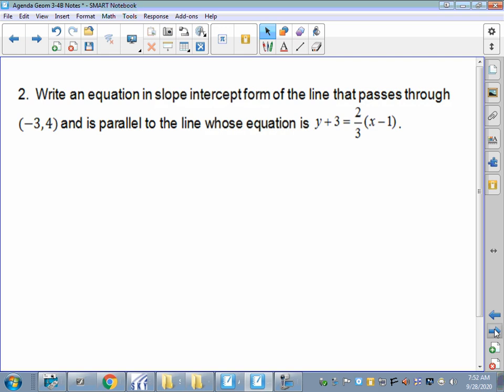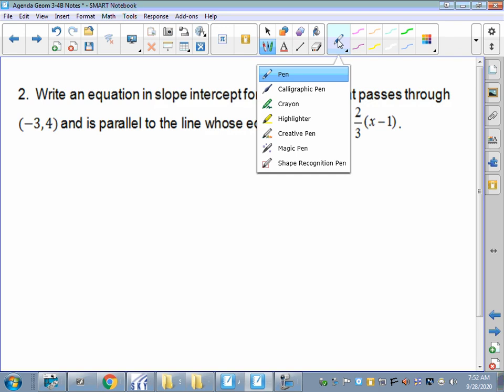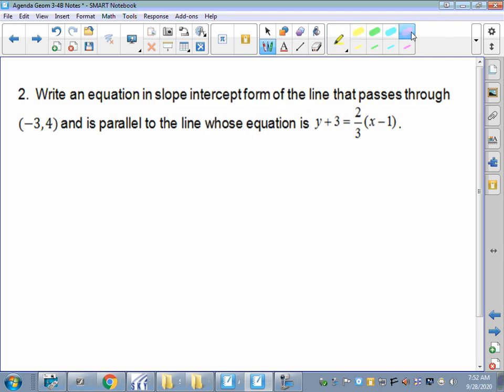Write an equation. It has to pass through negative 3, 4. It's parallel to the line whose equation is that. Notice I purposely wrote this equation in a different form. So first of all, parallel is important, right? Here's my ordered pair, x1, y1. And here's my equation over here. The only thing I need this equation for is the slope. Well, it looks to me like it's in point slope form. It's got those parentheses, y minus y1 equals the slope times x minus x1. I don't care about anything except for my slope is 2/3.